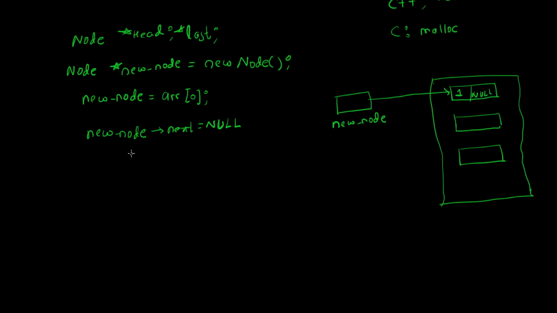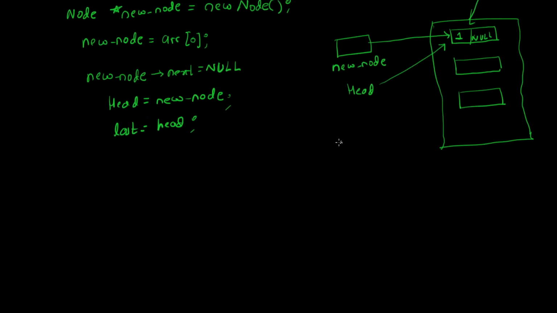When you have done this assignment, now what we have to do is head is equal to new node. Basically, what is happening is that now head is pointing to this address. So where is this address? It's here. So it is actually pointing to this address. This is one thing. And then last is also equal to head, which basically means that last is also pointing to this address. Right, we are done.